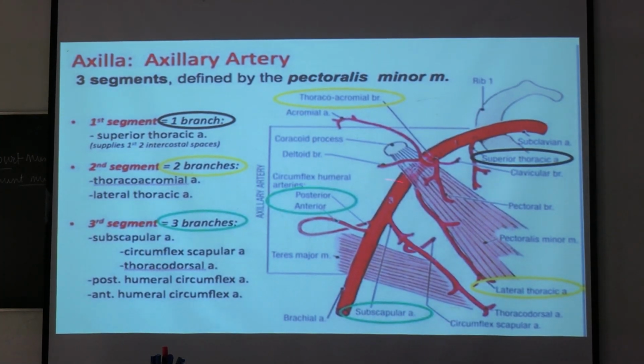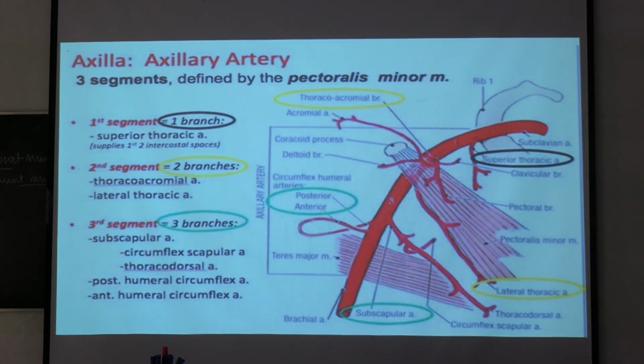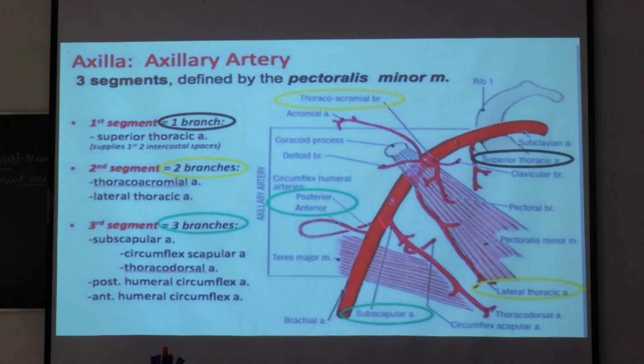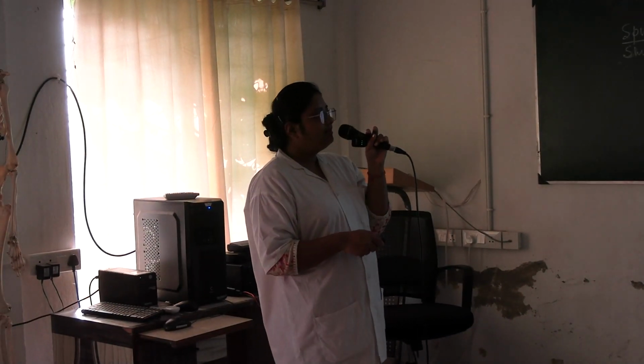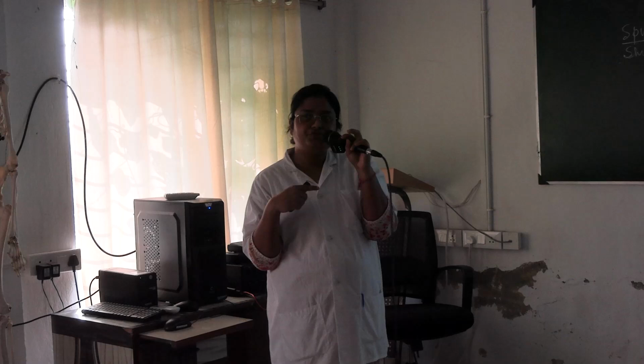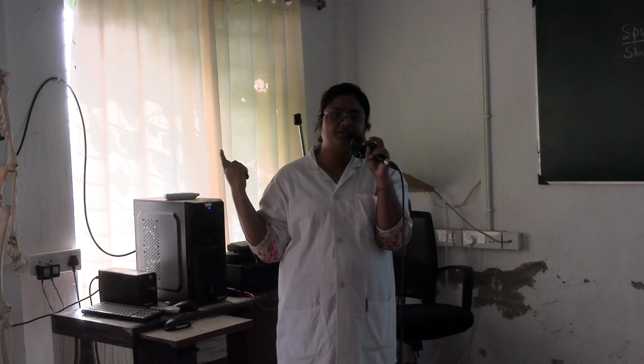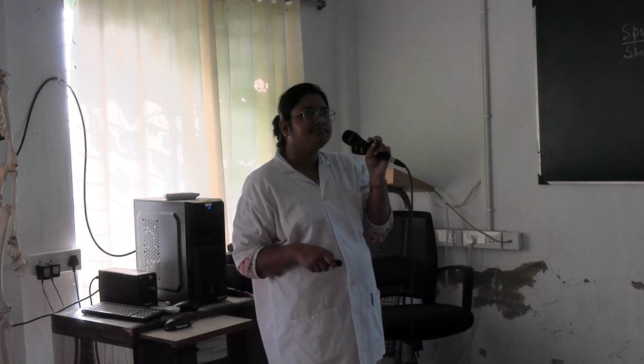Next, from the third part of the axillary artery, three arteries come out. What are the three arteries? Subscapular artery, posterior circumflex humeral artery and anterior circumflex humeral artery. The anterior and posterior circumflex humeral arteries wind around the surgical neck of the humerus. Along with the posterior circumflex humeral artery lies the axillary nerve, a branch from the posterior cord of the brachial plexus. Okay?